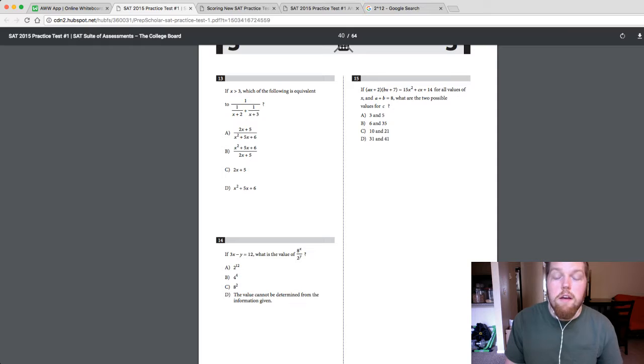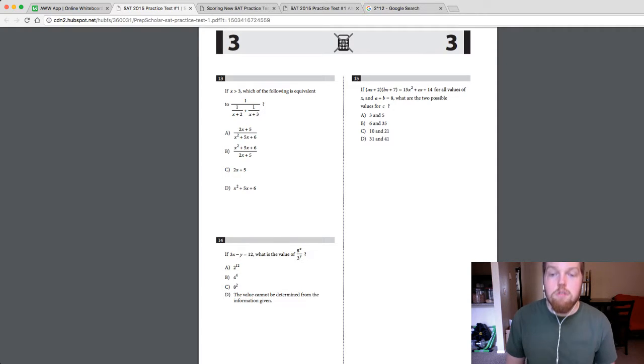If ax plus 2 times bx plus 7 equals 15x squared plus cx plus 14 for all values of x, and a plus b equals 8, what are two possible values for c?